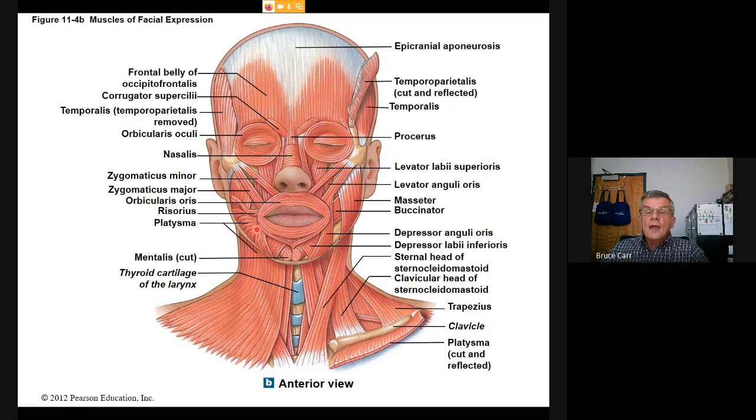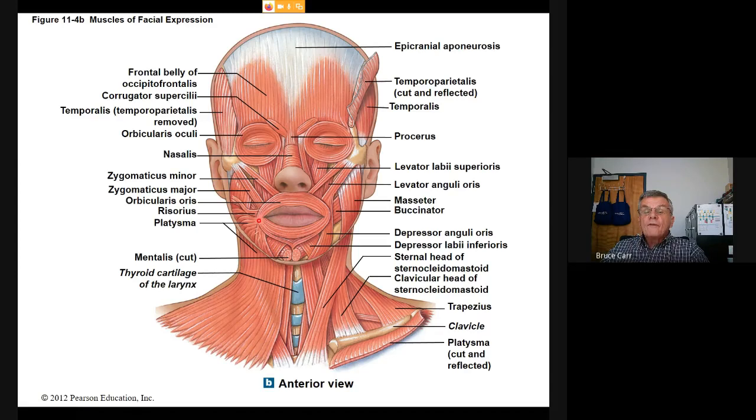It pulls it down. Anguli means the angle of the mouth, and oris means the mouth. So the name tells you what it does. It pulls the corner of the mouth down. But right next to it, notice that there's a depressor labii inferioris, meaning pull down the lower lip.